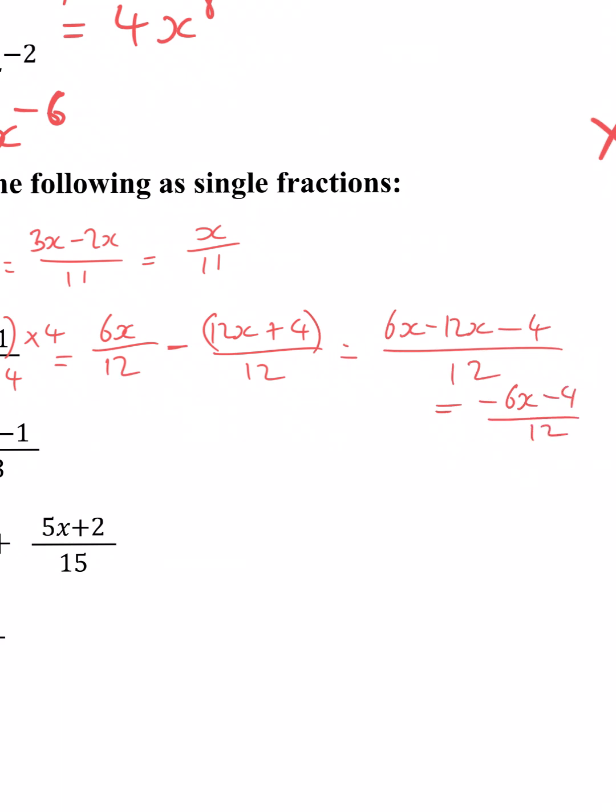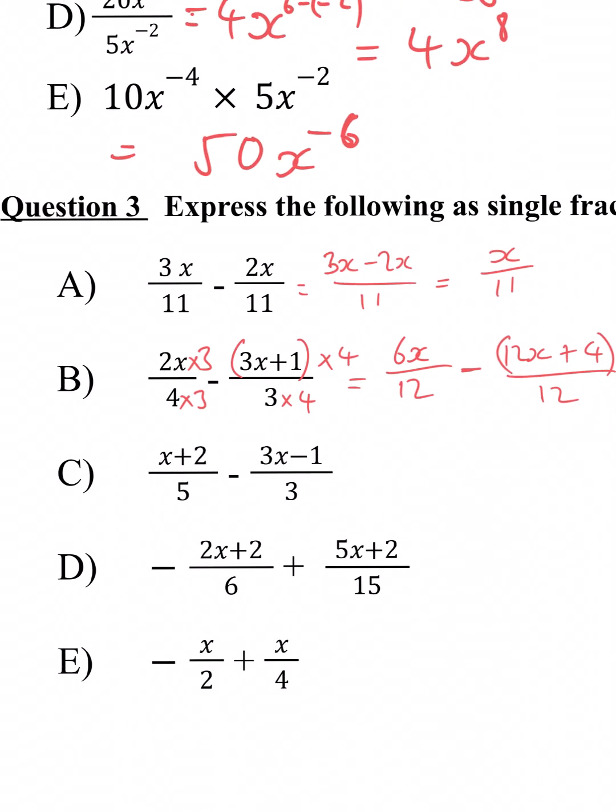And we can simplify. We can divide by 2. So we can divide 12 by 2. And just remember, if you're dividing by 2, you must divide everything, same as multiplying. So that then is equal to minus 3x minus 2 over 6. And that's all we can do. So that's the answer. Let's come back over here.